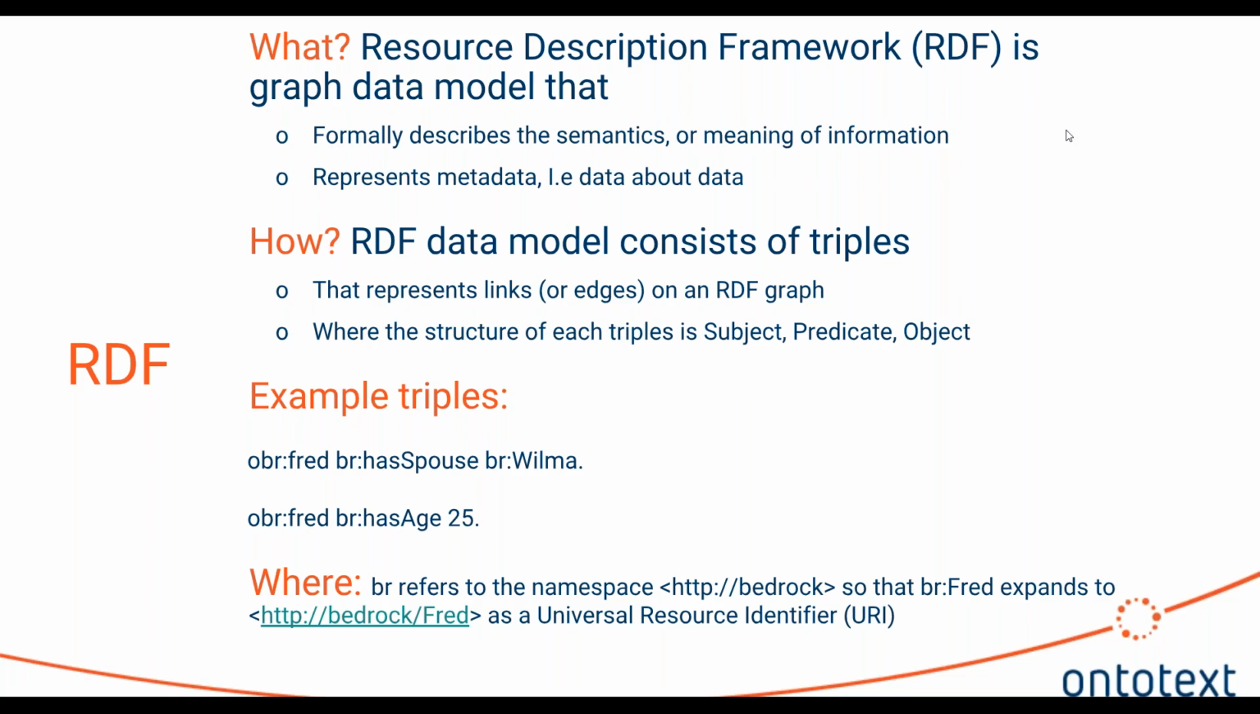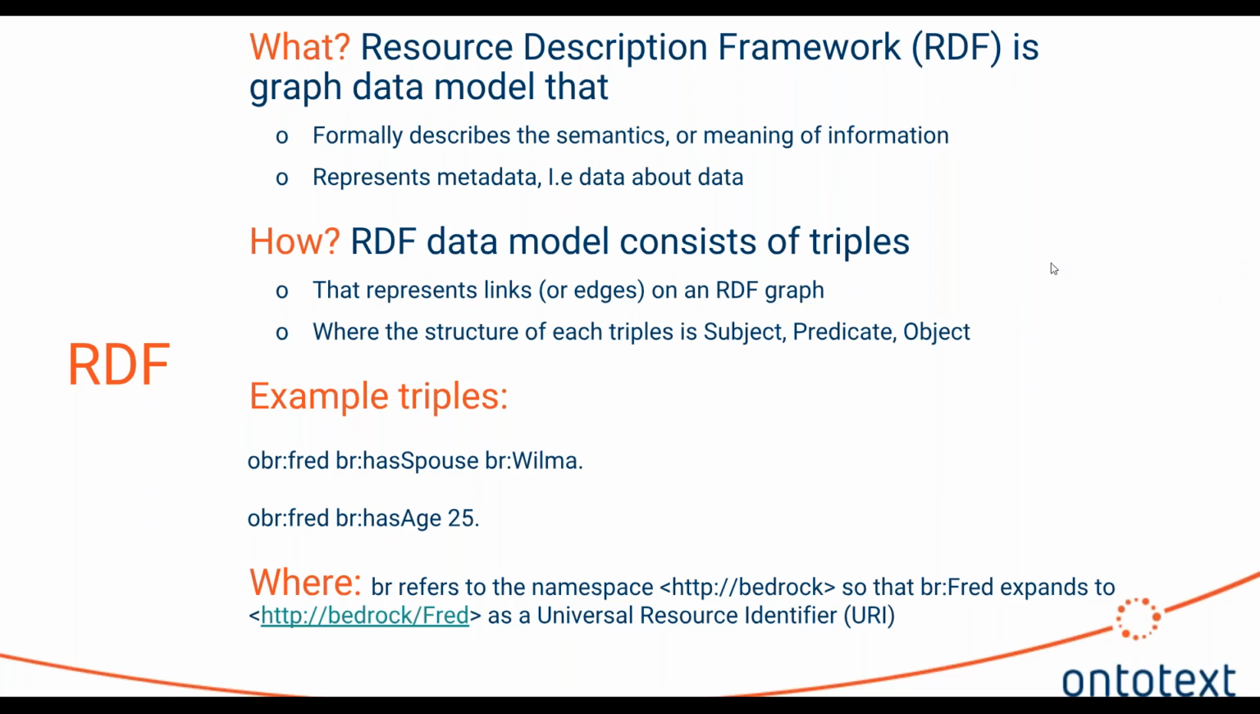So you would have a subject, which, for example, is, let's say, example.org/thing, a predicate, which is example.org/type, and an object, which can be example.org/object. That's a fairly quick introduction. Also, if you look at the slide towards the bottom, we have another example triple, which is BR Fred has spouse Wilma. Throughout this presentation, we'll be using the Bedrock ontology.